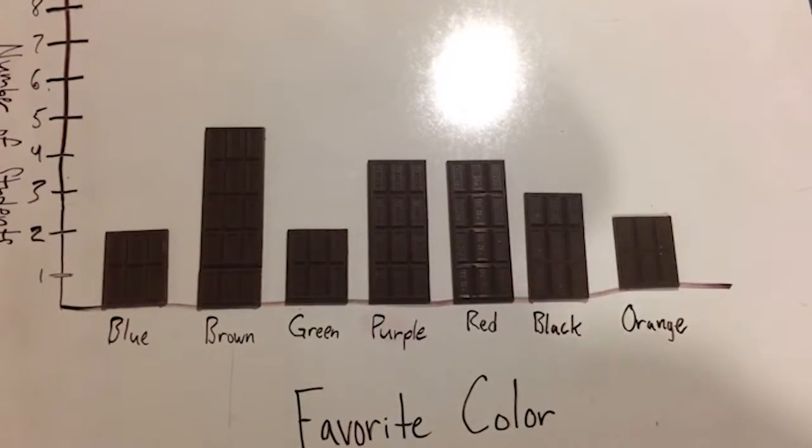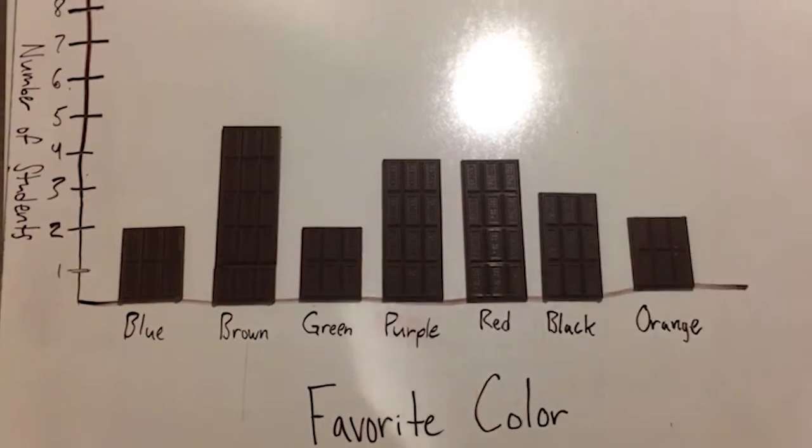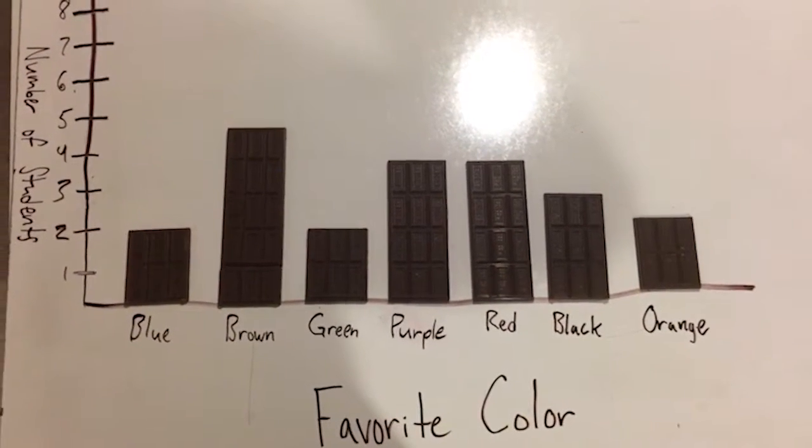Bar graphs represent each category as a bar. Bar heights show the category's count or percent. They're easier to read and easier to make.